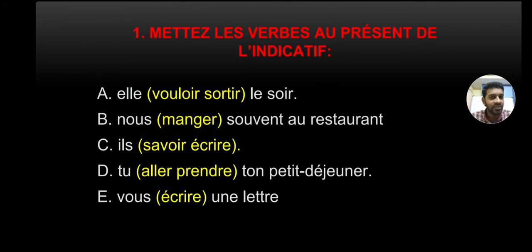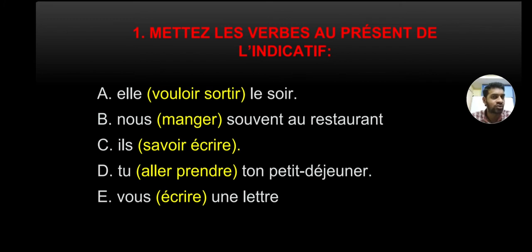Elle veut sortir le soir. The first sentence, elle veut sortir le soir. The verb vouloir will be conjugated for elle form, V-E-U-T. Elle veut sortir le soir. She wants to go out in the evening. The second one we saw, nous mangeons souvent au restaurant. We often eat at the restaurant.